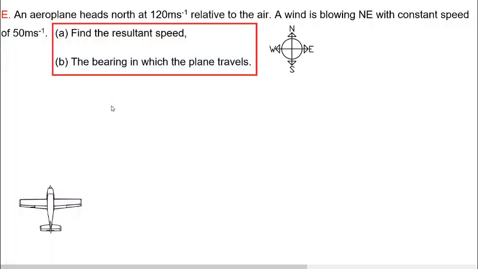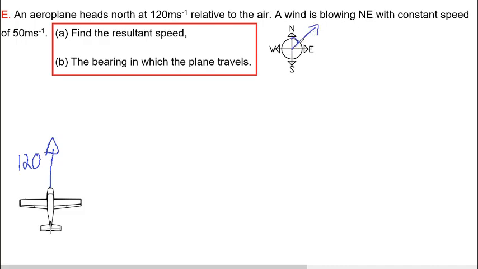So here we have a question where we're told an airplane heads north at 120 meters per second. So it's similar to the last one, but we have a different situation. In this particular case, we're headed north with a magnitude of speed of 120. This time the wind is blowing northeast, like this.